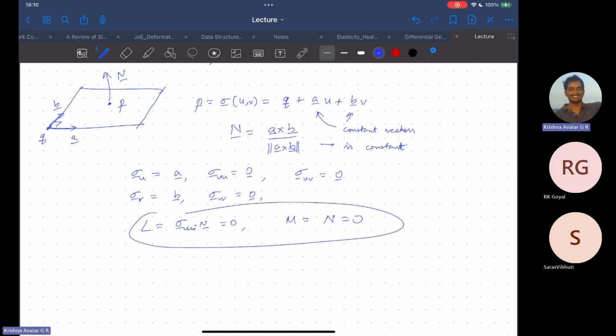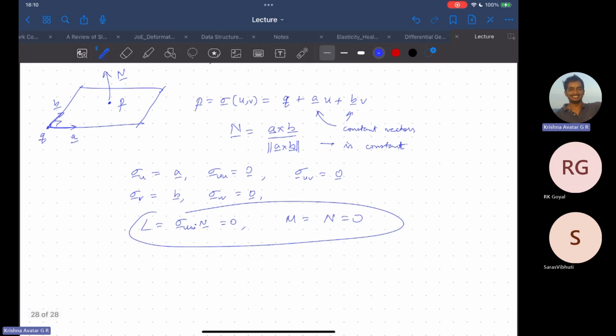In a sense, we can clearly see that a flat plate has 0 curvature, and that is reflected even in the coefficients. In L, M, N, you can see that the values are 0, which means the plane does not have curvature. You can clearly see that just by looking at the coefficients L, M, N. Right? That is the whole idea of what we are doing here.